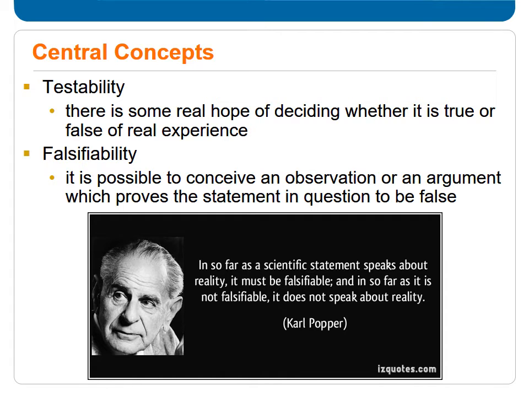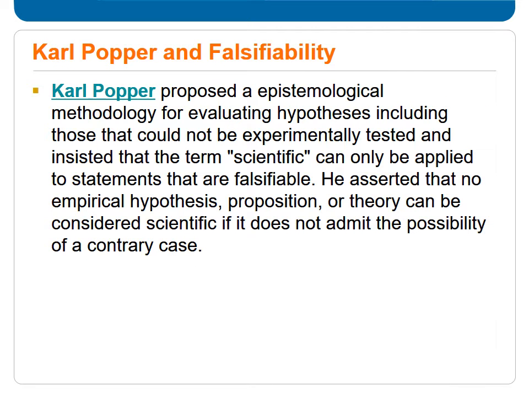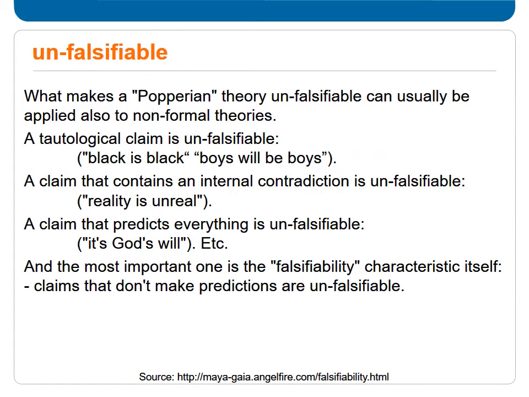Karl Popper proposed an epistemological methodology for evaluating hypotheses, including those that could not be experimentally tested, and insisted that the term scientific can only be applied to statements that are falsifiable. He asserted that no empirical hypothesis, proposition, or theory can be considered scientific if it does not admit the possibility of a contrary case. If I said the moon is made of green cheese, that is a falsifiable statement. We can go to the moon, collect samples, evaluate them in the laboratory, and prove that they are not made of green cheese.